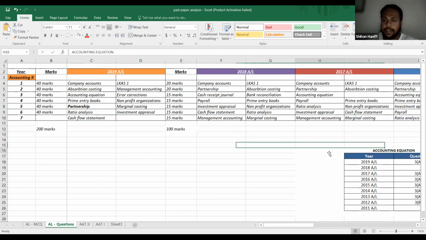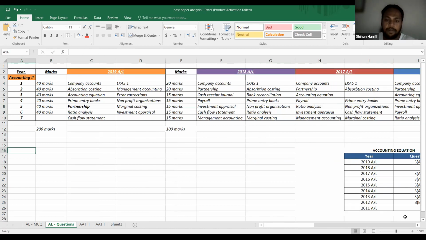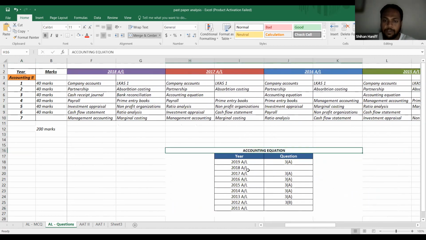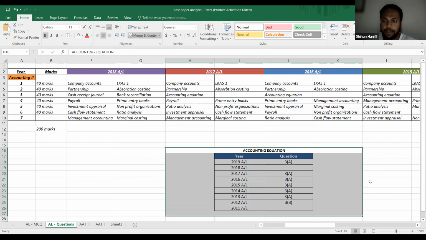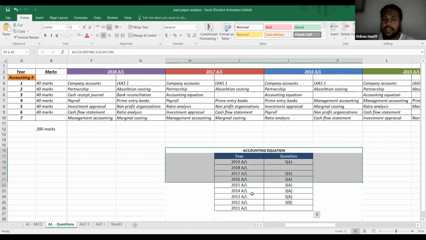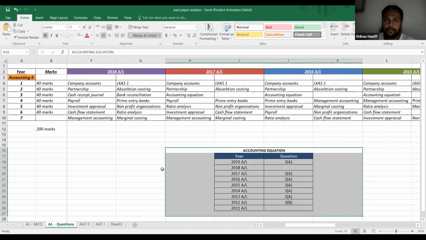Okay, then what we are going to do is, when we complete one chapter, we will do the questions related to that chapter. For an example, let's say we are doing accounting equation. In accounting equation, we analyze all the past papers, 2019, 18, 17, like this, and we do all the questions in that particular chapter. So that is how it works.